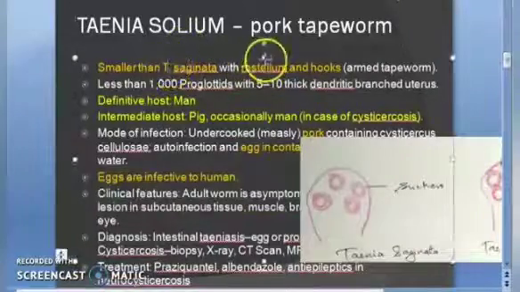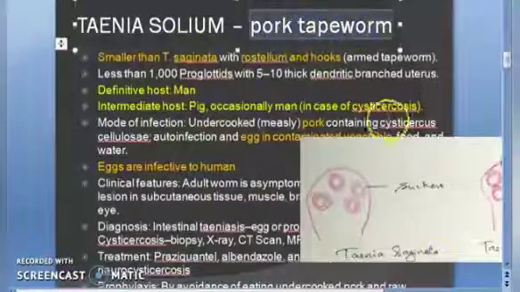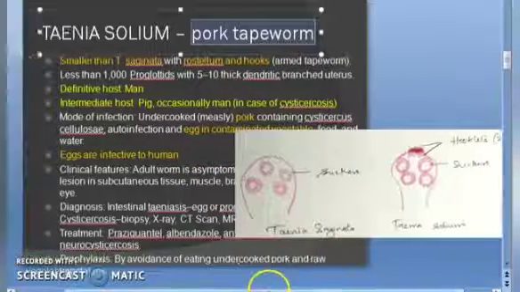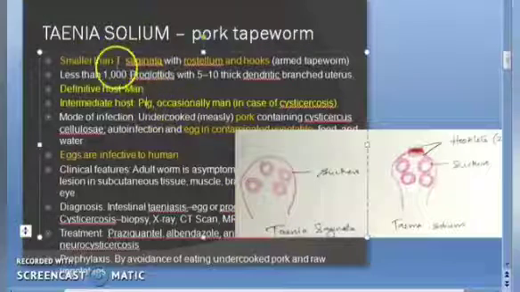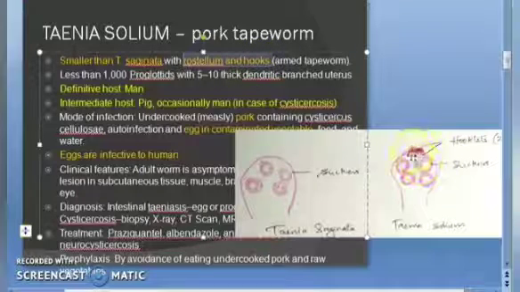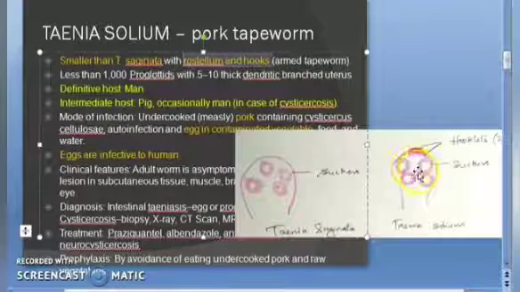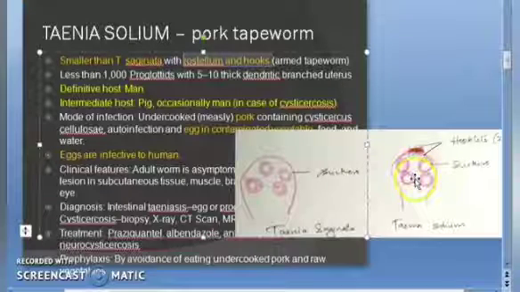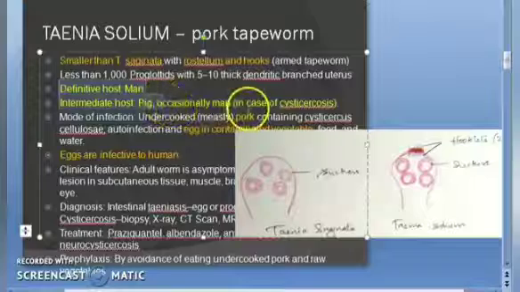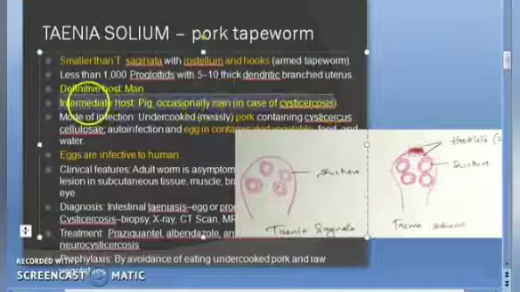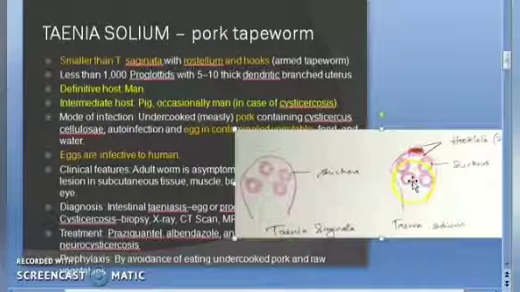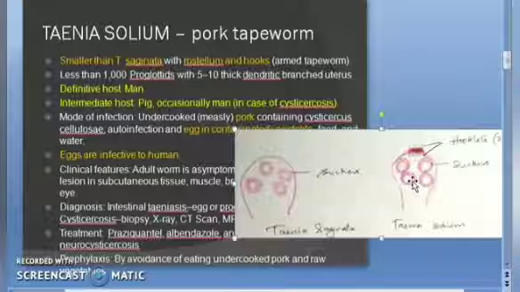Taenia solium is called pork tapeworm because it comes from undercooked infected pork, which comes from pigs. Taenia solium are smaller than Taenia saginata. They have rostellum, they have hooks. So they are called armed tapeworm. Though they are small, they are armed. They have a lesser number of proglottids. The definitive host again is man. The intermediate host is pig. In case of cysticercosis, the intermediate host is again man. Infection happens because of eating undercooked pork containing the Cysticercus cellulosae.